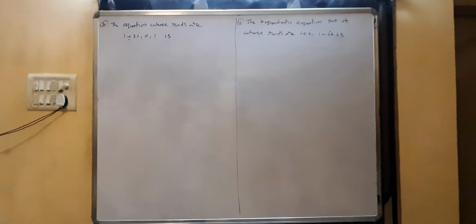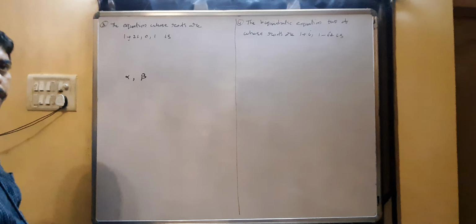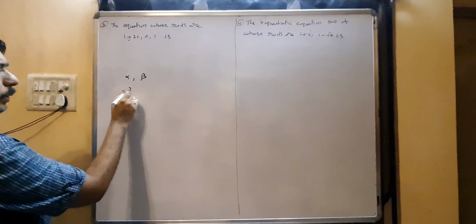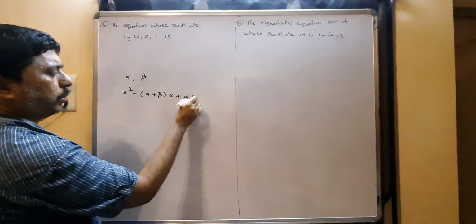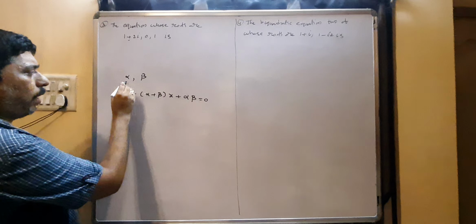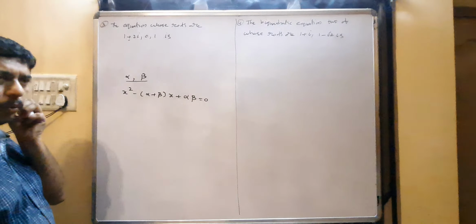Coming to the next problem. Equation whose roots are alpha, beta. The equation whose roots are alpha, beta is x square minus sum of the roots into x plus product of the roots. This formula you know in the quadratic equation. The equation having the roots alpha and beta is x square minus sum of the roots into x plus product of the roots equal to 0.